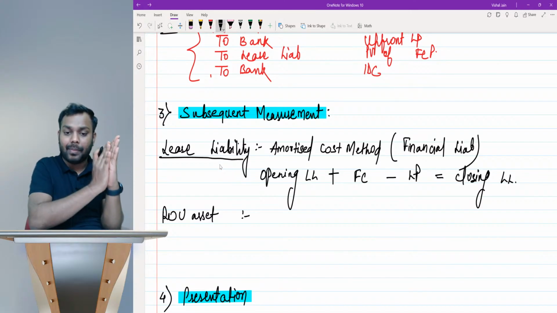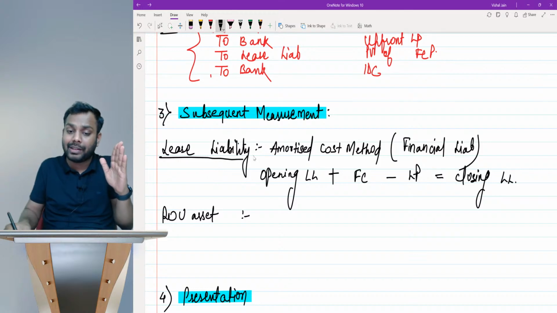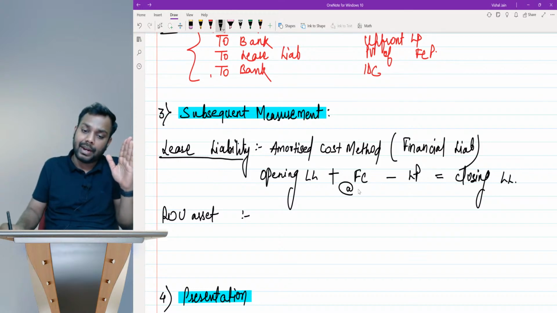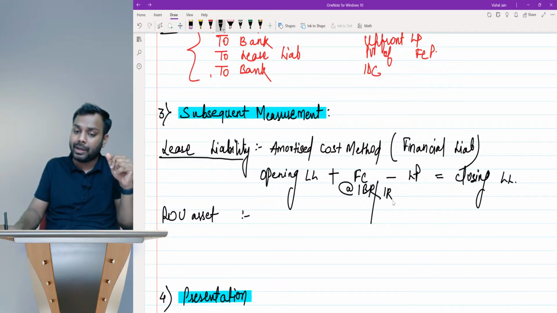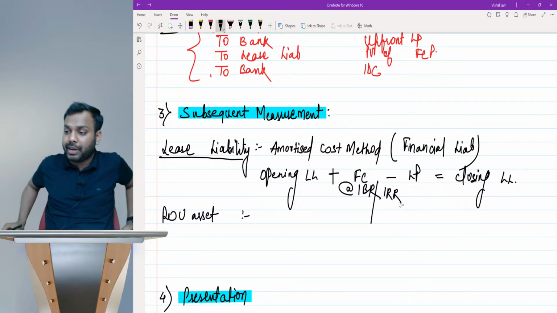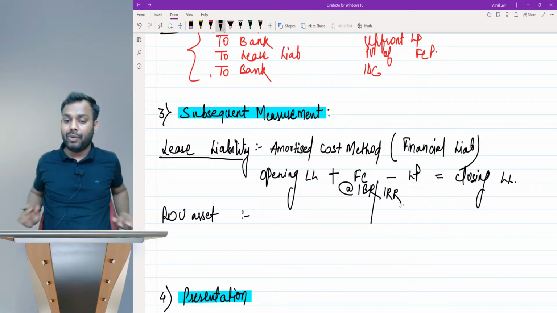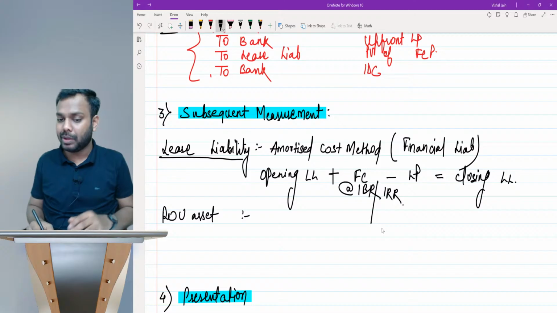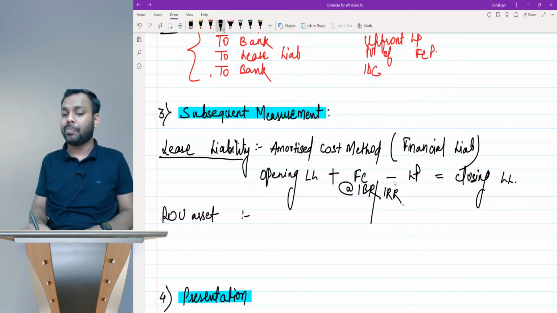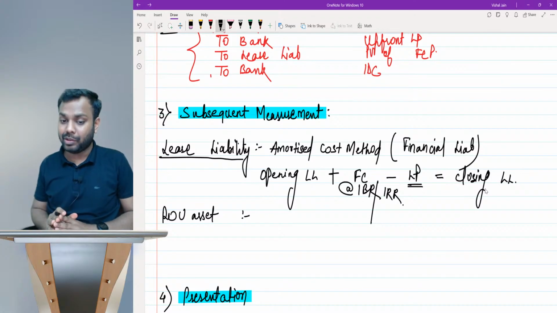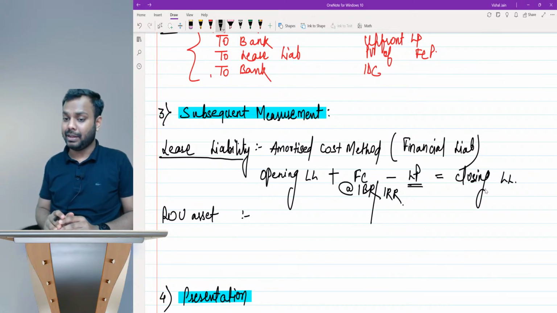Basically the opening lease liability, plus we'll add the finance cost at the rate of interest, the incremental borrowing rate of the lessee basically, or the implicit rate of return of the lessor. We'll take whichever is given and find the finance cost, minus lease payments which are made, equals closing lease liability. Is that clear, guys?